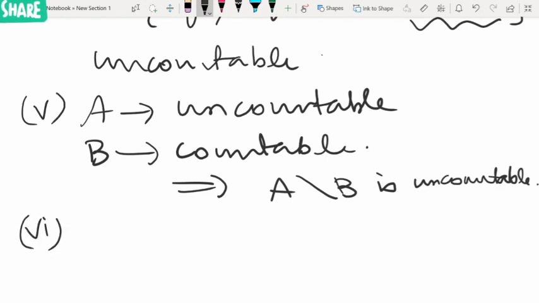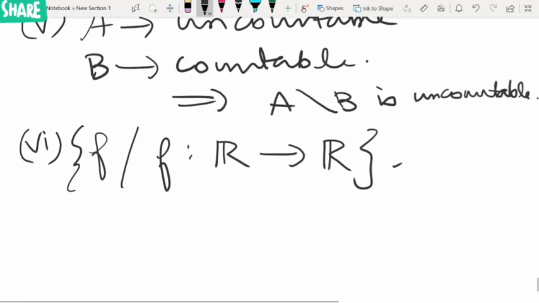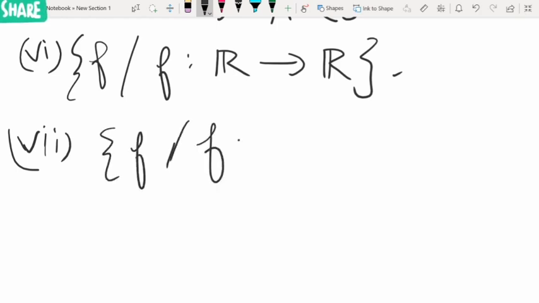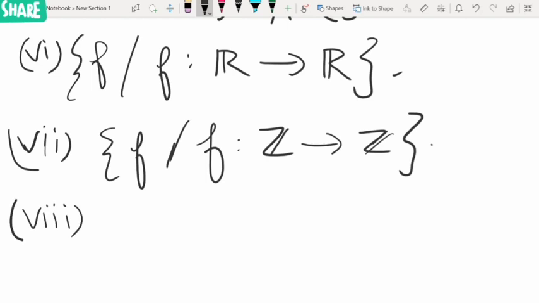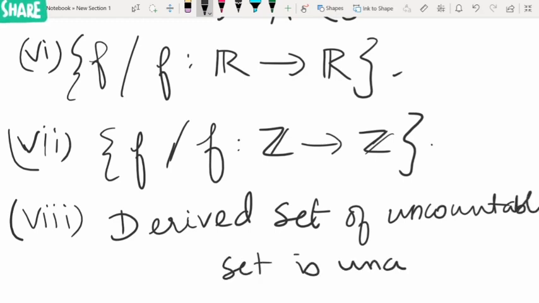The next one, the set of all functions from R to R is an uncountable set. And what about the set of all functions from Z to Z? This is also an uncountable set. The last one, the derived set of an uncountable set. Derived set means the set of all limit points, right, of an uncountable set, is also uncountable.